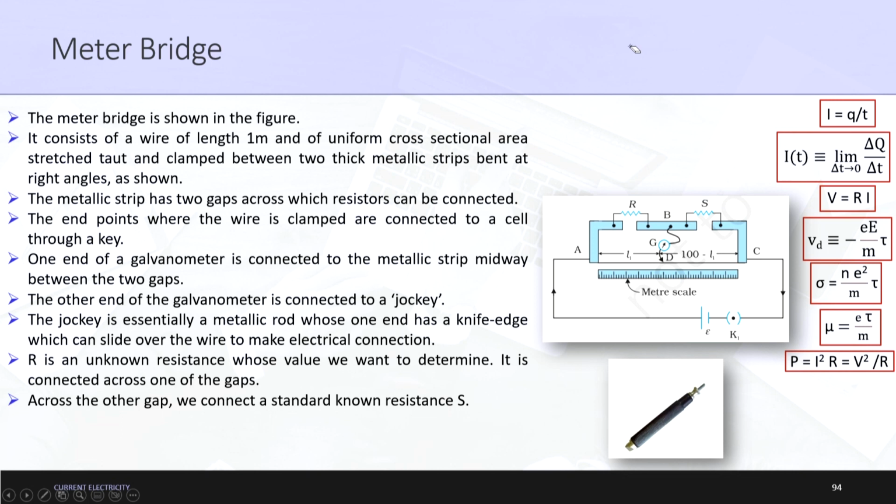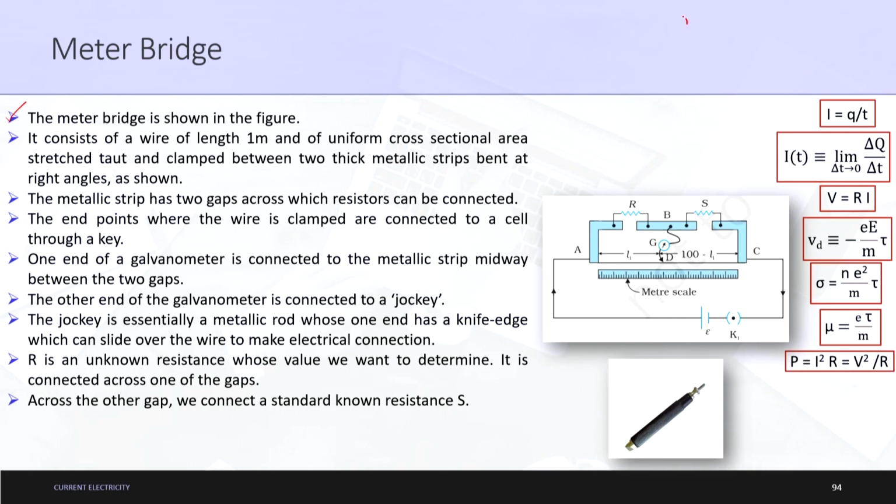The meter bridge shown in the figure consists of a wire of length 1 meter. So, this is that wire of 1 meter length, and of uniform cross sectional area. Please, this is very important, a uniform cross sectional area should be there. Why? So that the resistance at every point should be the same. Because we know that the resistance is equal to rho L by A. If the area is changed, the resistance will also change.